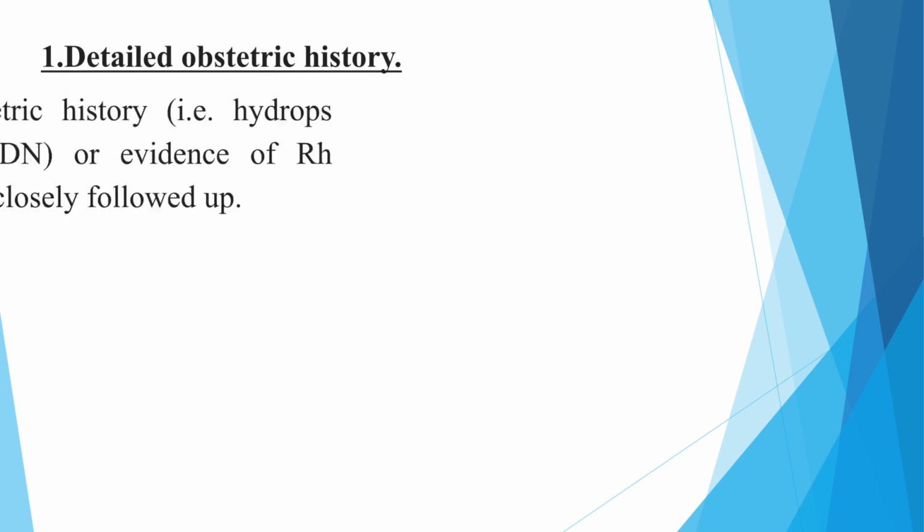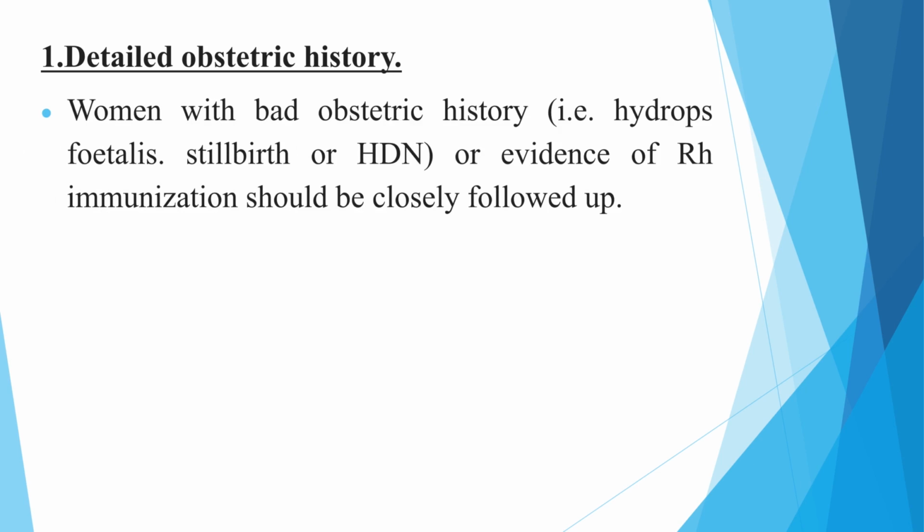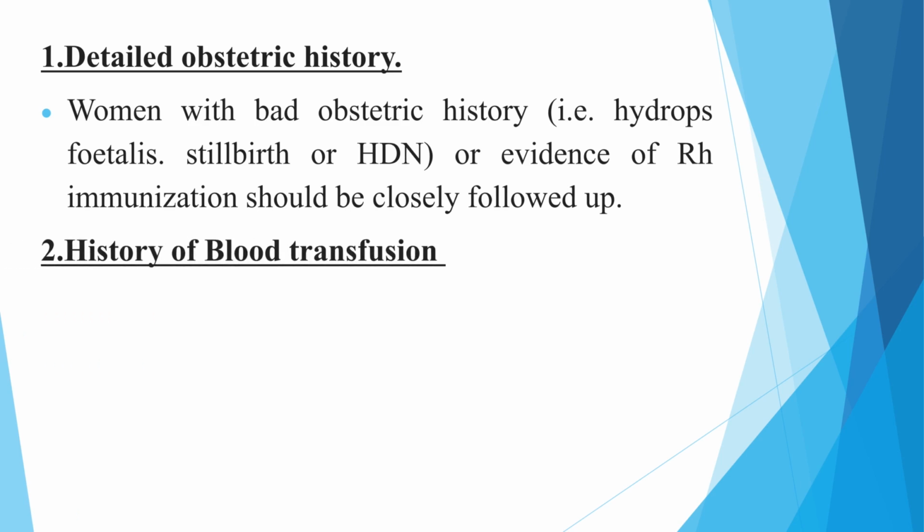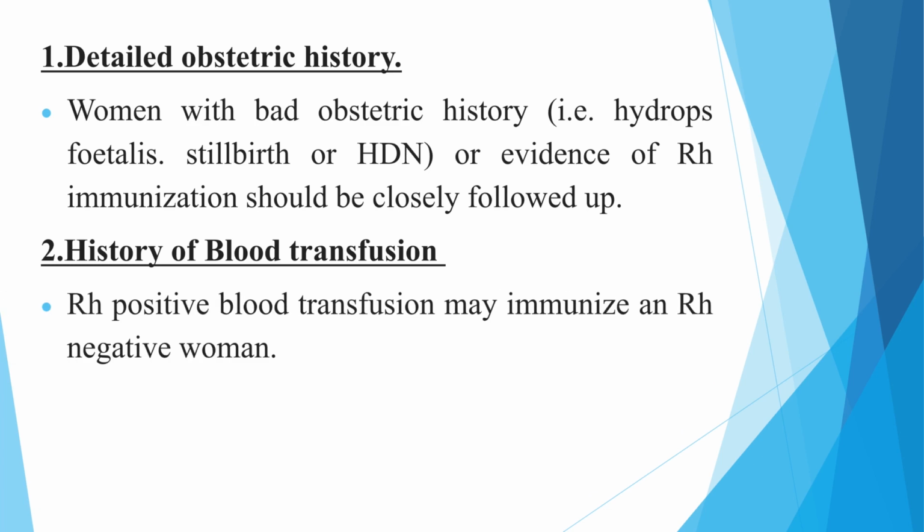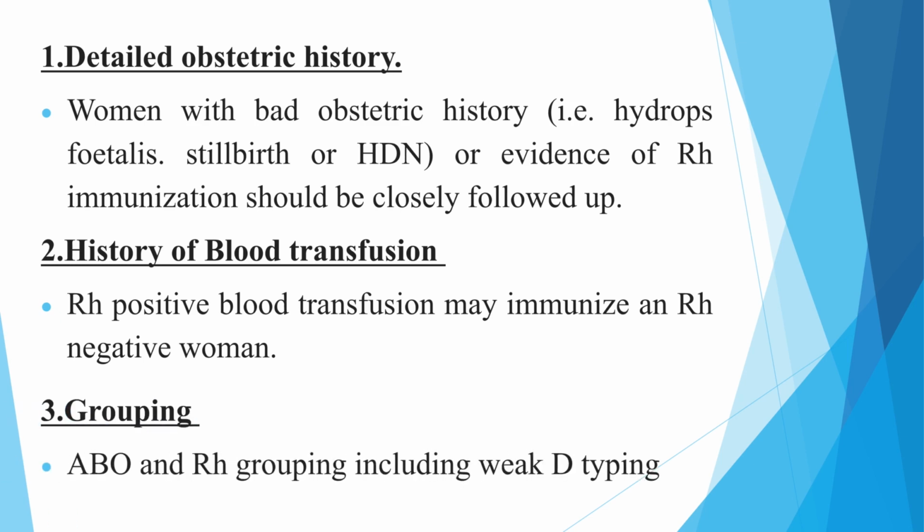1. Detailed obstetric history. Women with bad obstetric history or evidence of Rh immunization should be closely followed up. 2. History of blood transfusion. Rh-positive blood transfusion may immunize an Rh-negative woman. 3. Grouping. ABO and Rh grouping including weak D typing.